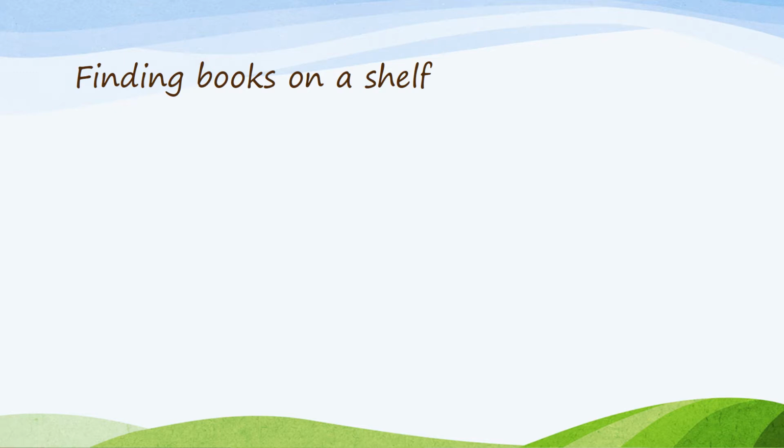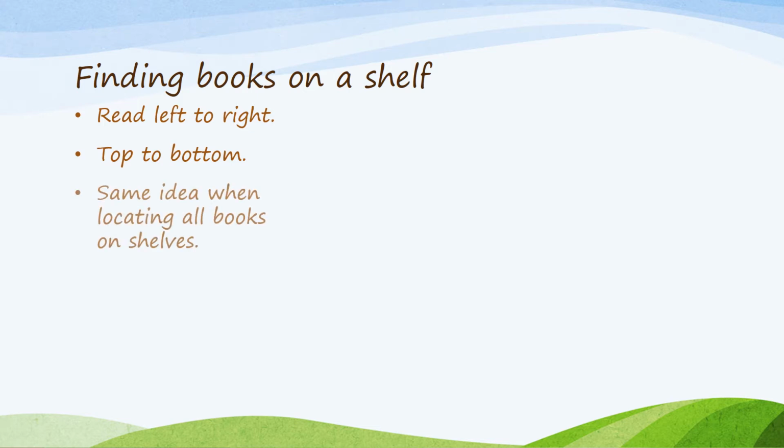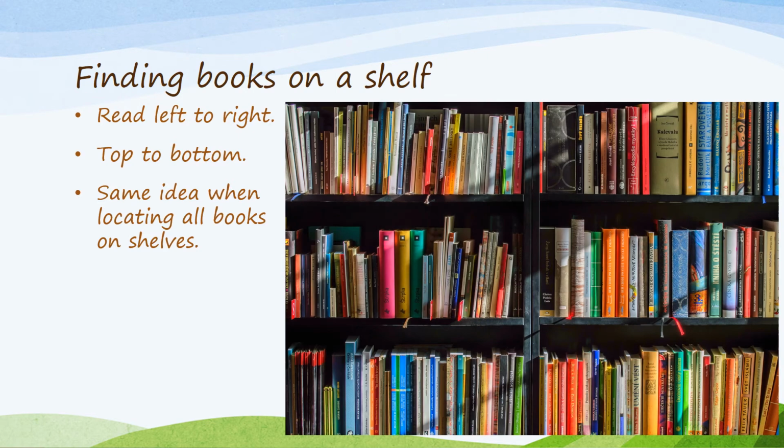Now that you know how a fiction book is organized and a Dewey Decimal classification number is organized, we're going to look at how to find books on a shelf. Why is this important? Well, I've noticed when students walk to the shelf, they just don't know how to read a shelf to find the information. So I want you to think, when we read books, we read from left to right. So that is how books are organized on the shelf. And we read from top to bottom. I want you to think of a regular book that you read. We read from left to right, top to bottom. This is the same idea when locating books on shelves.